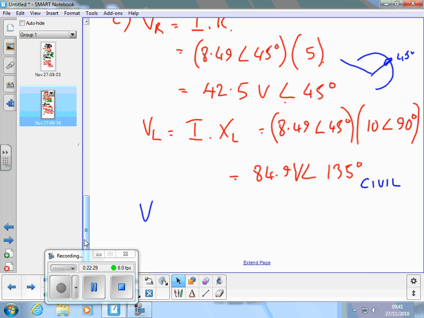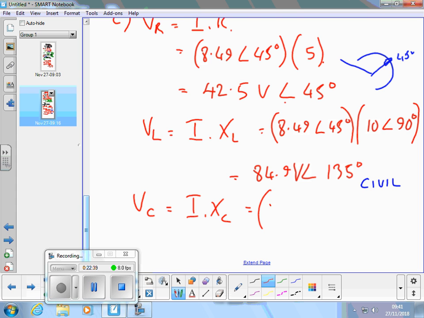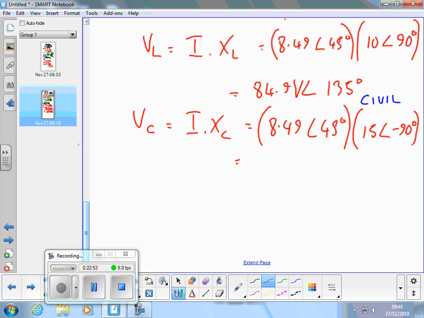And lastly, VC is I times XC. It's 8.49, angle 45 degrees, times 15, angle minus 90 degrees. The answer you get there is, please, 127 volts, angle minus 45.